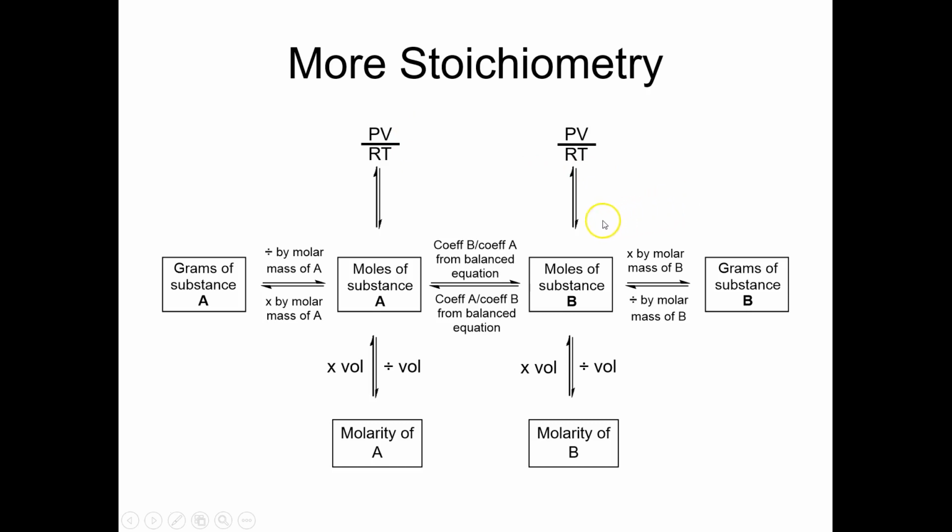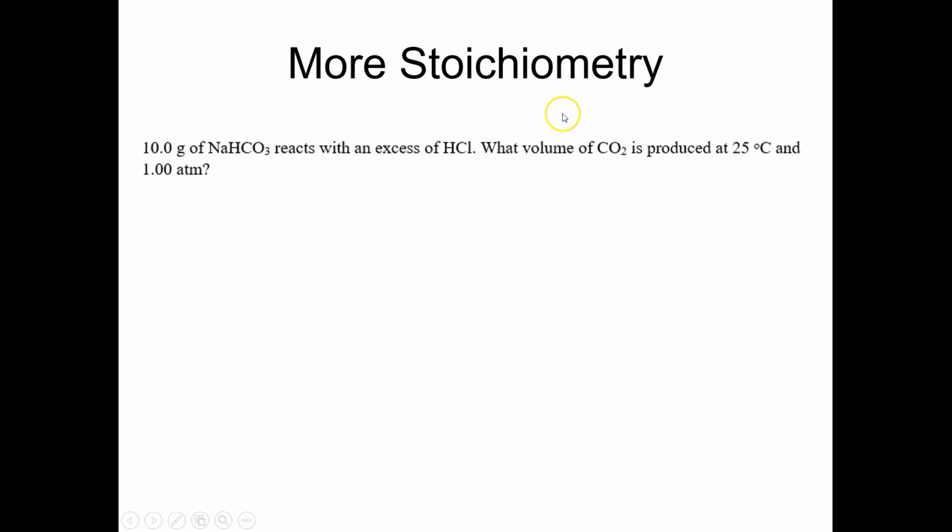So we've got more ways now of getting at moles. And so let's do a problem in which we're actually going to go from grams of substance A to moles of substance B this way, and then determine a volume. So here's the question. 10 grams of sodium bicarbonate reacts with an excess of hydrochloric acid. In other words, sodium bicarbonate is going to be the limiting reactant. What volume of carbon dioxide is produced at 25 degrees Celsius and 1 atmosphere?